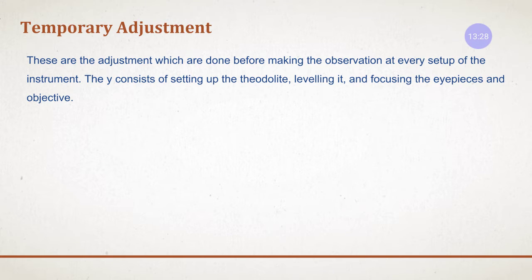So these are the adjustments which are done before making the observations at every set-up of the instrument. They consist of setting up of the theodolite, leveling, focusing of the eyepiece and objective. Now, what is he telling, right? Setting up of the theodolite, leveling it, focusing of the eyepiece. What is the object glass? So, the objective.